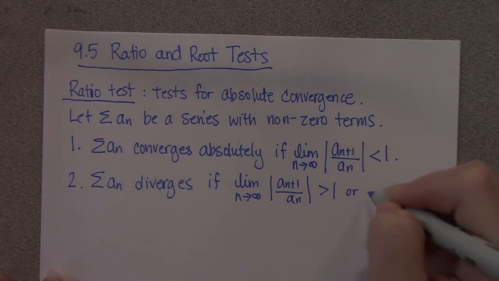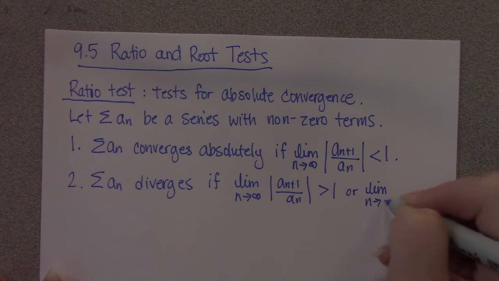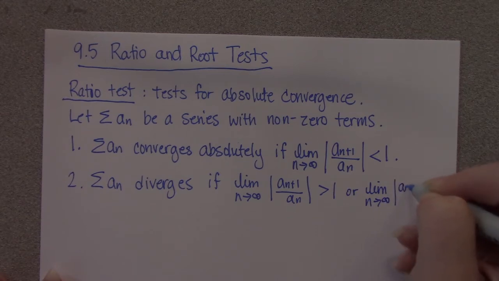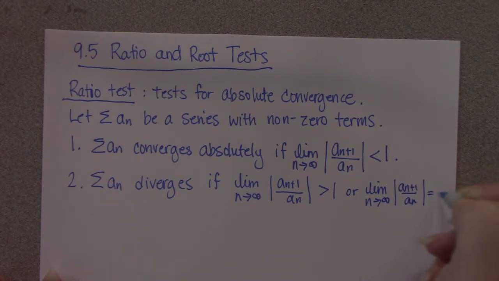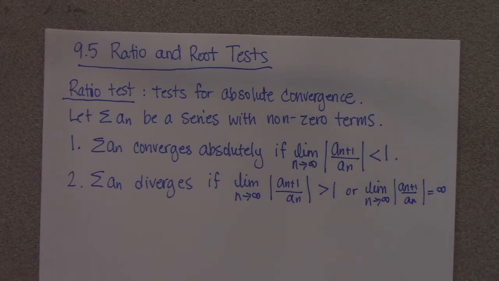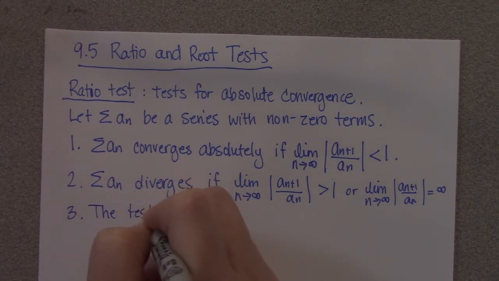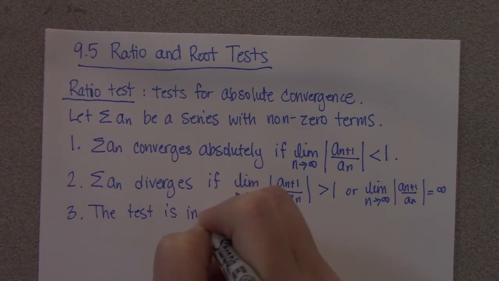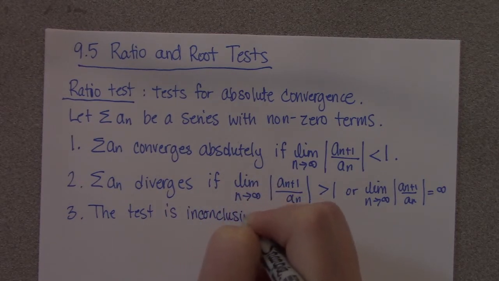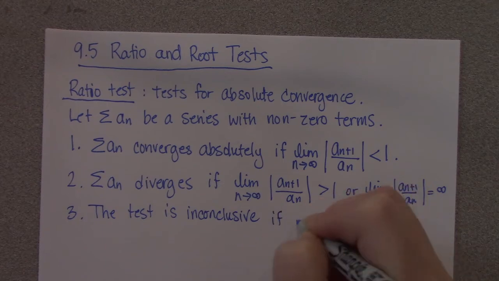Also for divergence, if the limit of the ratio is infinity, it diverges. So any real number greater than 1 or infinity means divergence. But what number did we not include? 1. So if you perform the ratio test and you get 1, the test is inconclusive.